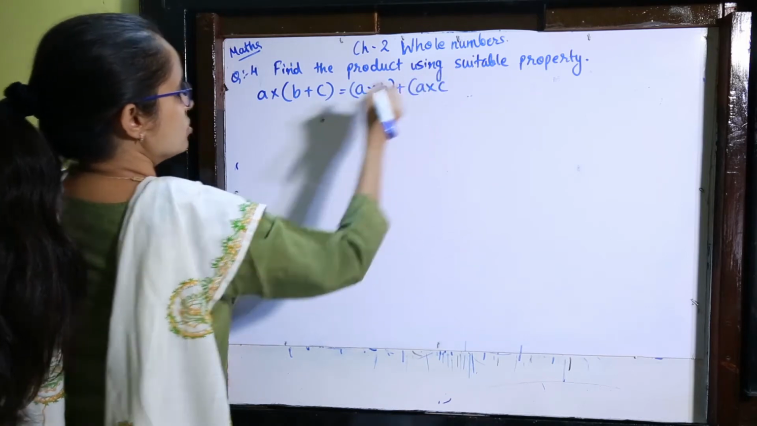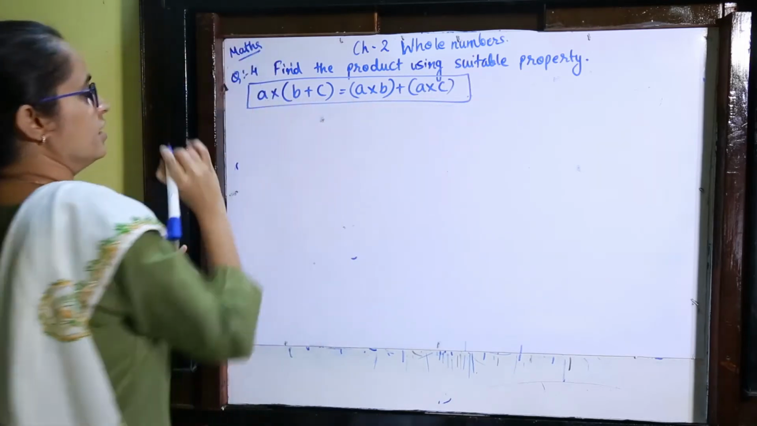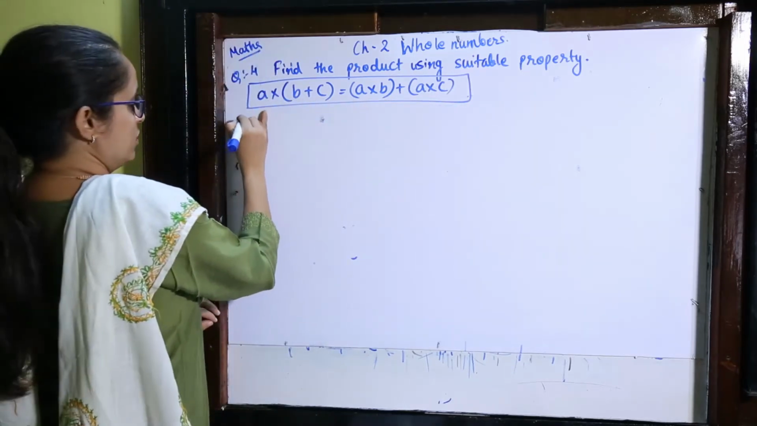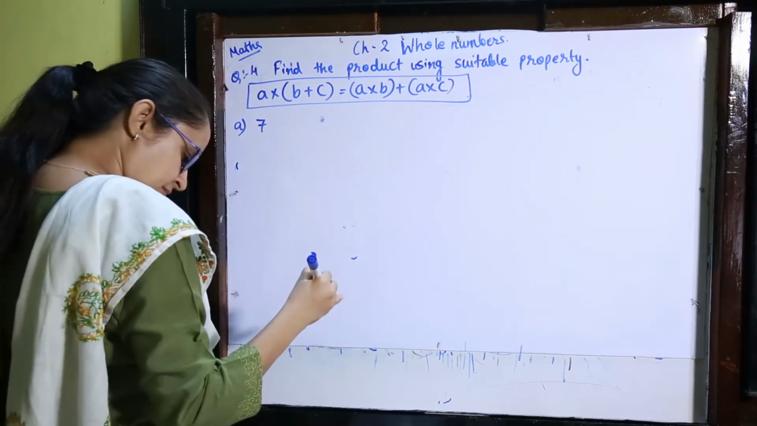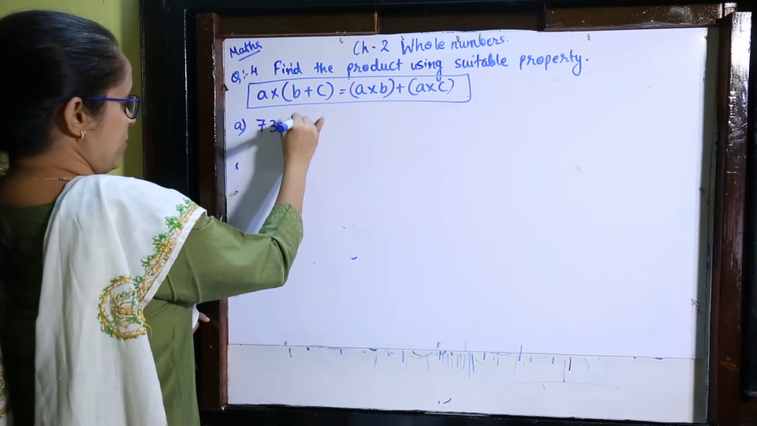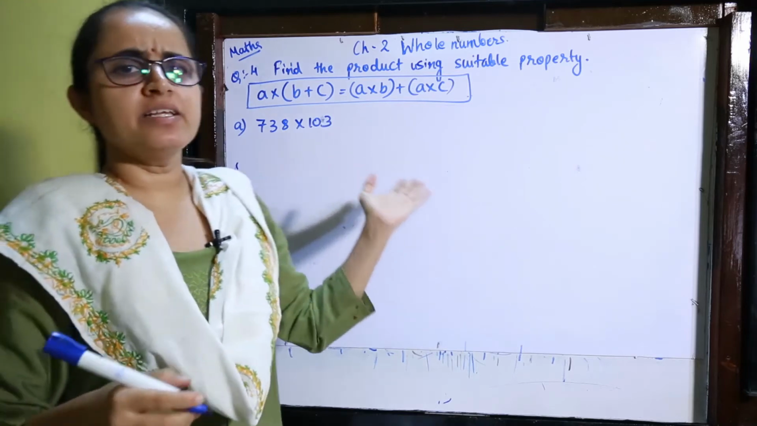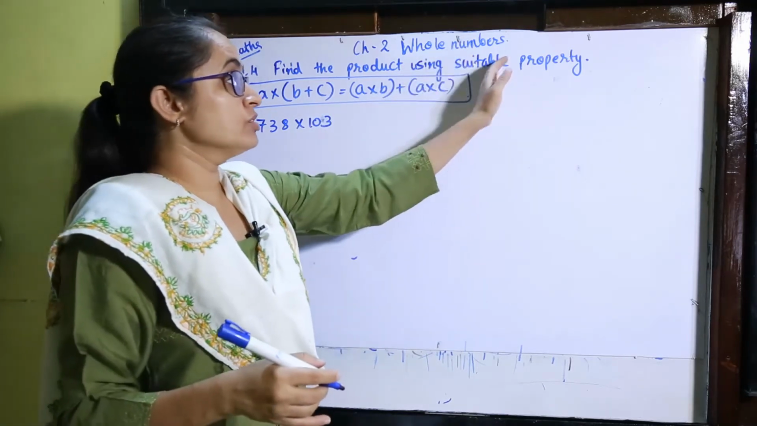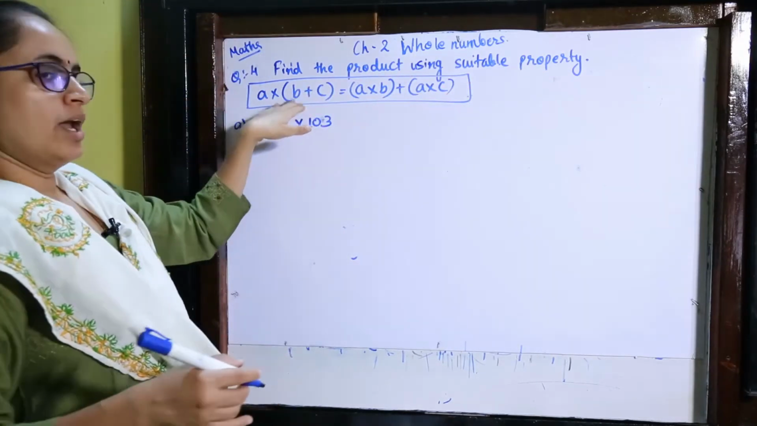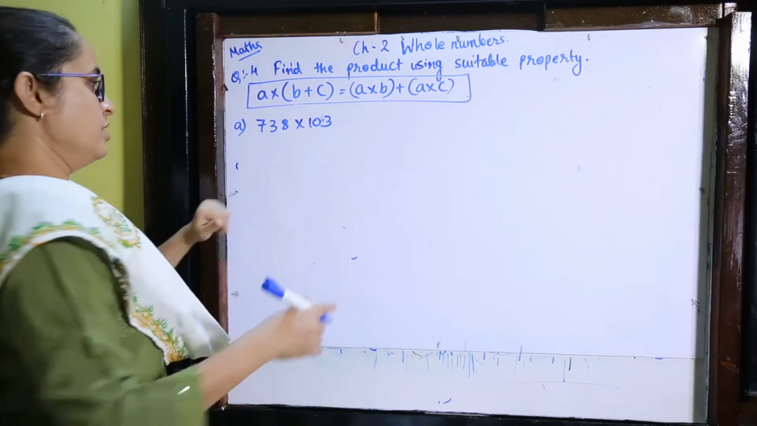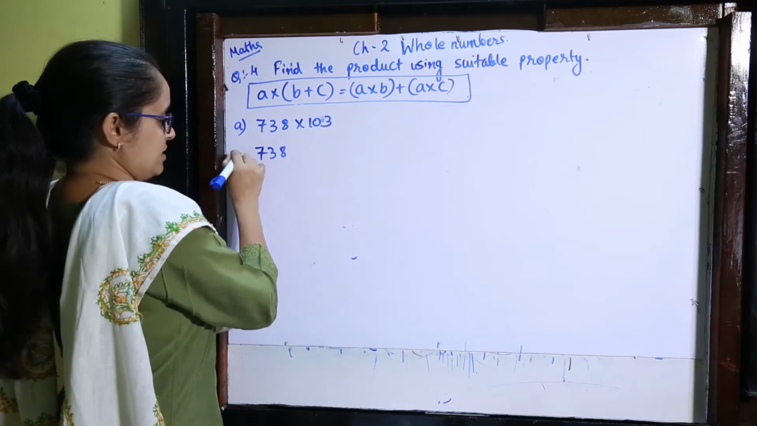Okay. So again you have to write this rule in the notebook. Then we will move on to the next point. The next one is 738 multiply by 103. You will say, teacher, you can multiply this. No dear, you have to use the suitable property, and the suitable property is this. Now how will you do this? I'll tell you. Let us keep this number as it is, 738. Just keep it as it is.